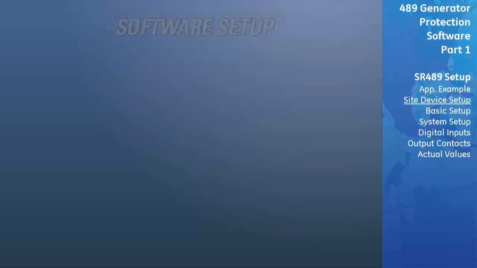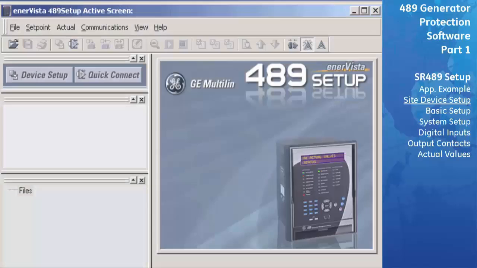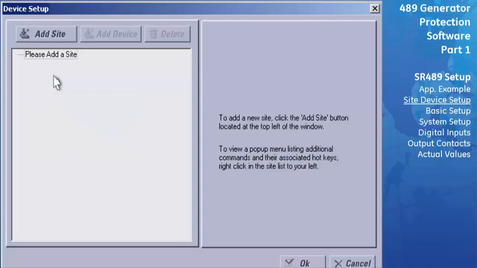This section will provide an example of programming a relay using the EnerVista 489 setup program. The first step in using the setup program is to configure the communications to allow us to talk to the relay. We will do this by selecting the Device Setup button located above the online window on the left side of the screen. In the window that appears, you will see the panel on the left-hand side showing the text, "Please add a site." This indicates that no sites or devices have been set up for communications.